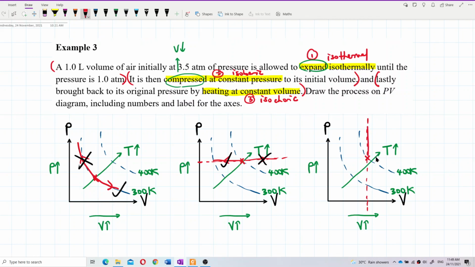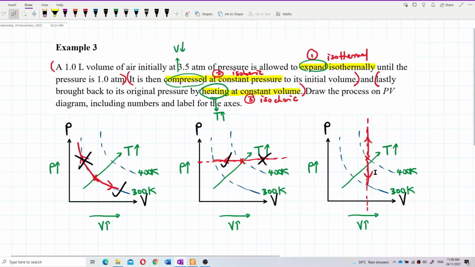Should it go up or go down at constant volume? Here you say heating. You see that? Heating means the temperature increases. It becomes hotter and hotter. So should the graph go up or go down? If it goes down, it goes from 400 Kelvin to 300 Kelvin, to a lower temperature.